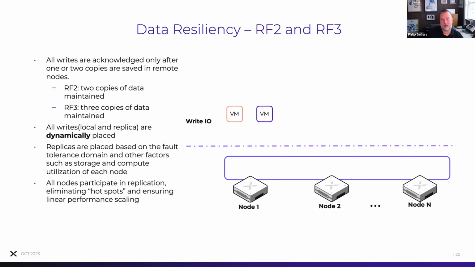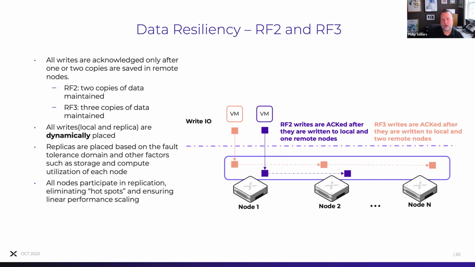So how does that actually look in practice? Well, we've got a block here from this VM. RF2 is going to acknowledge it once it's written to the local and 1 remote node. So it's not going to acknowledge it until it goes to both. In an RF3 situation, we're going to write this orange-ish, peachish, I'm not sure what color that is, block to node 1, and then it's going to get replicated to 2 others. And it's not going to acknowledge that the block was written until it's at all 3.